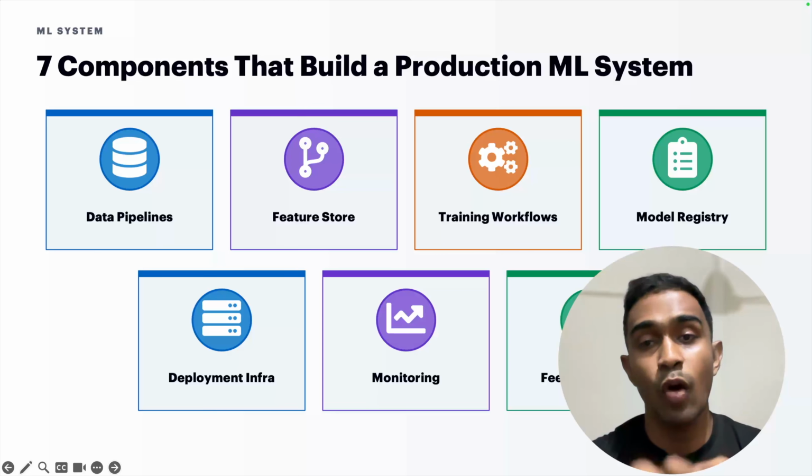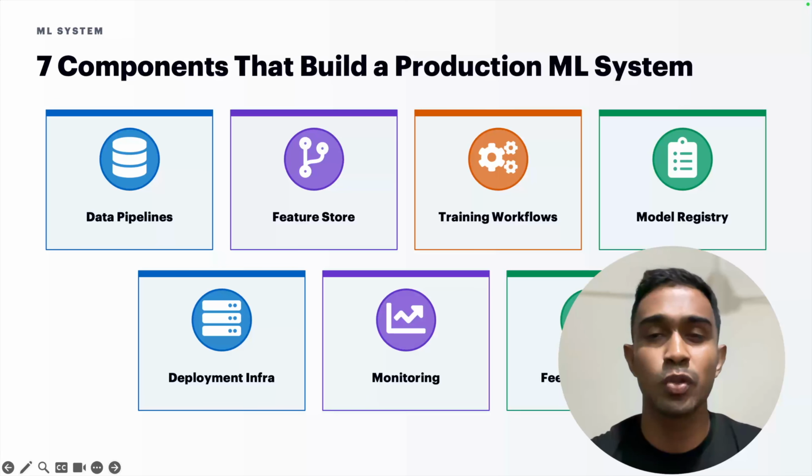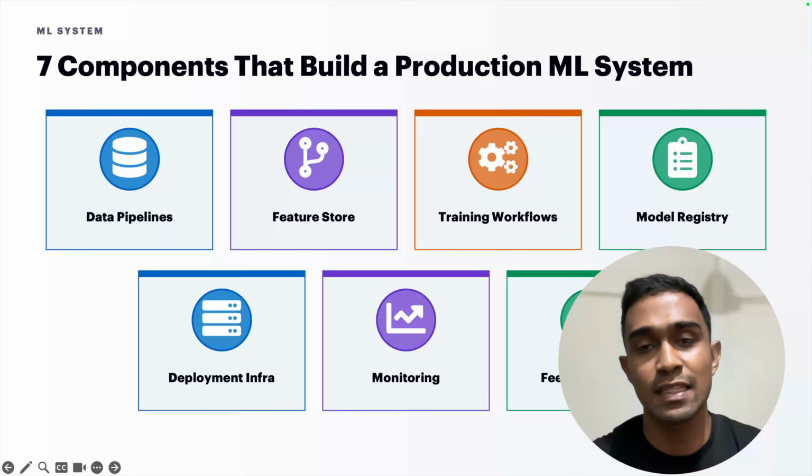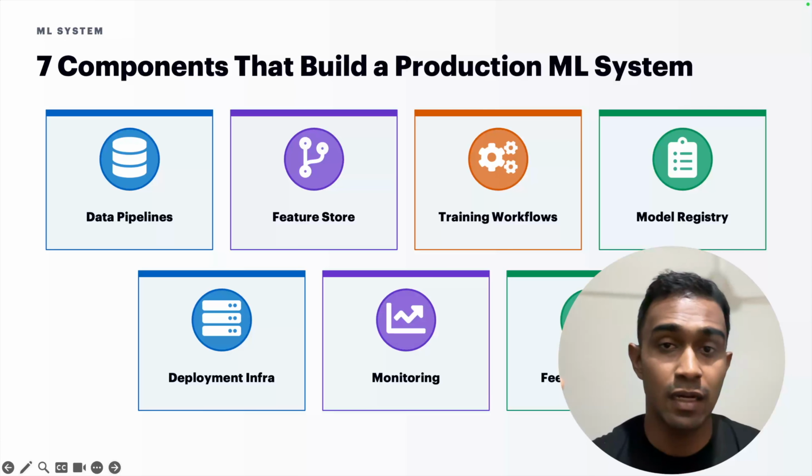This is how your model actually serves predictions to users or other systems. It could be through an API, a batch job, or a streaming pipeline. We'll cover these in more detail in a bit. And then there's the monitoring. Once your model is live, you need to keep an eye on how it's performing.